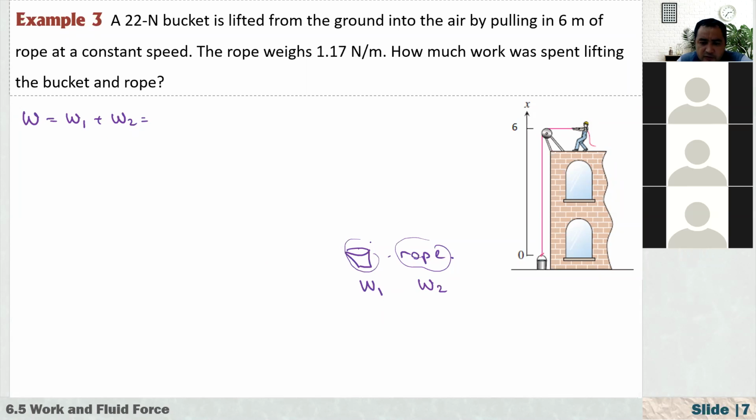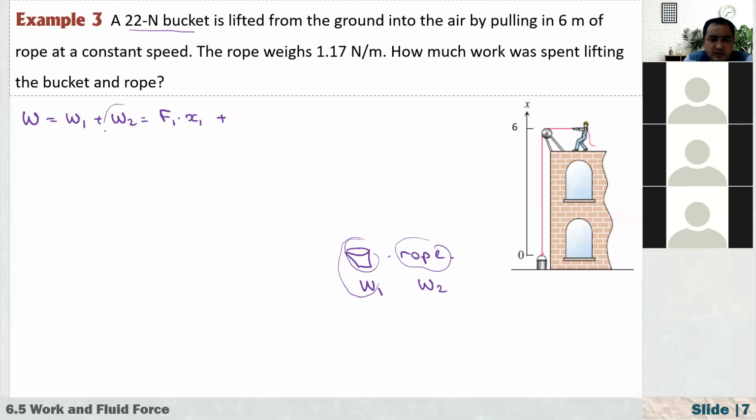The bucket has a constant weight because as you move it up, it's not changing. It is a 22 Newton bucket. So what is the work done here? It's just force times distance, so F1 times X1.